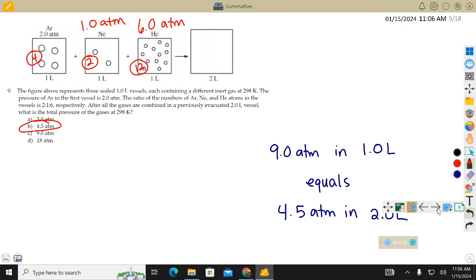Now I'm going to add all those gases together, which you would maybe think 9 atmospheres, and of course that's one of the choices. But we're putting those gases in a larger container. So if we put them all in a 1-liter vessel, then yes, the pressure would be 9. But if I double the volume, the pressure will go down by half. So now the total pressure should be 4.5. I like that one. That's a thinker, right?